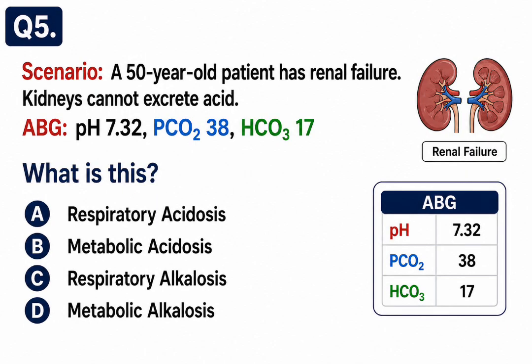Question 5. A 50-year-old patient has renal failure. The kidneys cannot excrete acid. The ABG results are pH 7.32, PCO2 38, and HCO3 17. What is this condition? A. Respiratory acidosis. B. Metabolic acidosis. C. Respiratory alkalosis. D. Metabolic alkalosis.